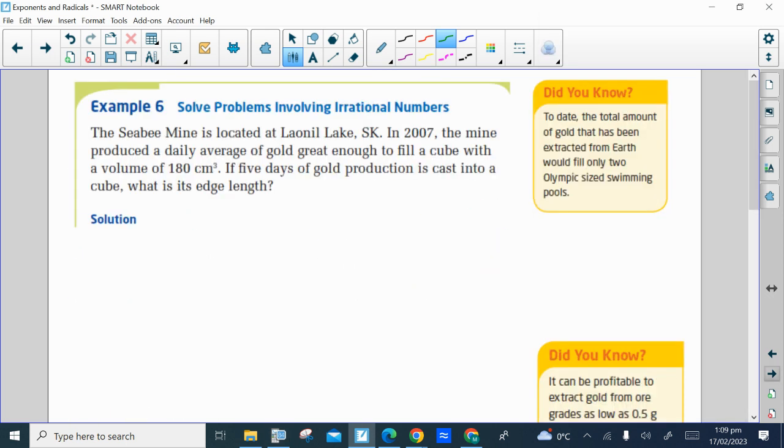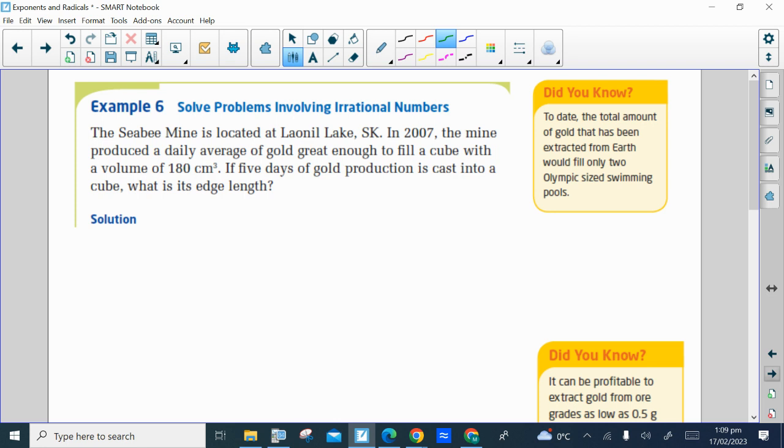Okay? So just make sure that you know what you're being asked to do. If you want to write it as a mixed radical, no matter what the original question is, it might be a mixed radical to begin with, but you still need to write it as a mixed radical by simplifying it.